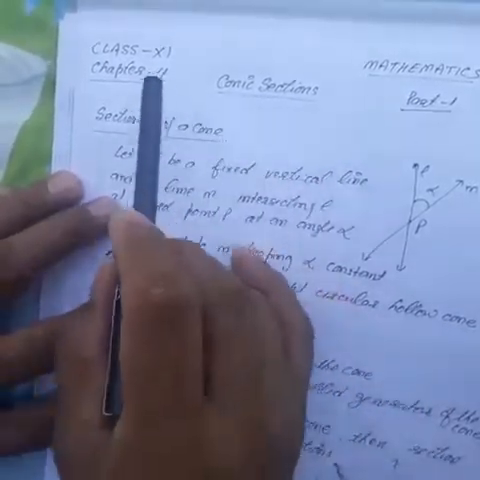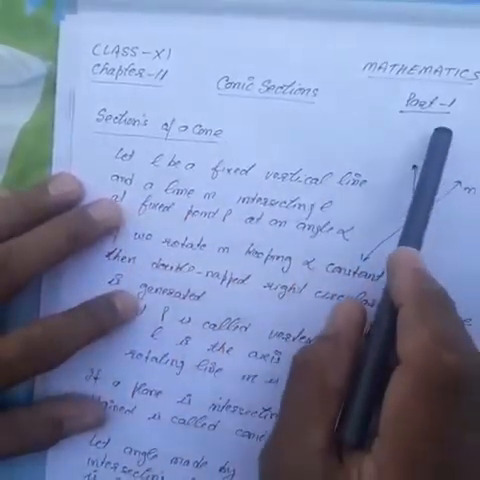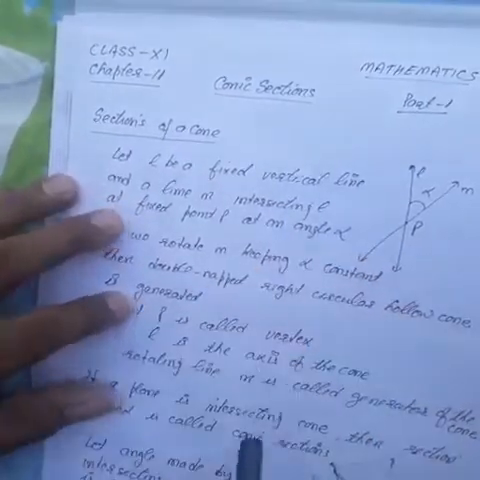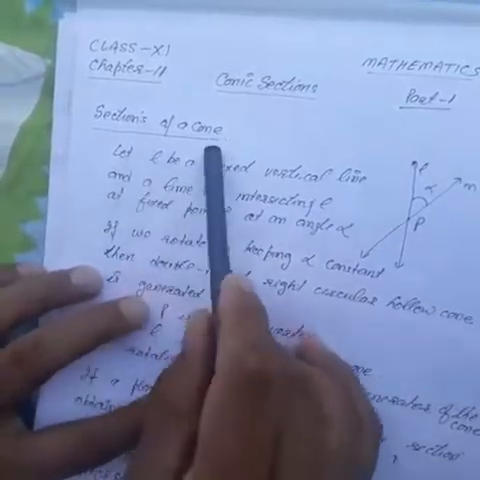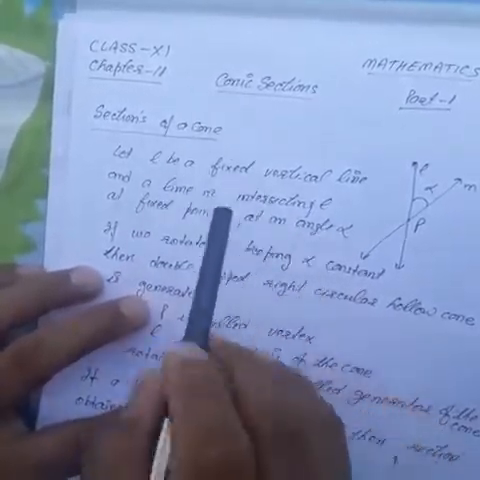This is chapter 11 of NCERT, part 1 of conic sections. In this chapter we will discuss different sections of a cone. Sections are different parts of the cone.